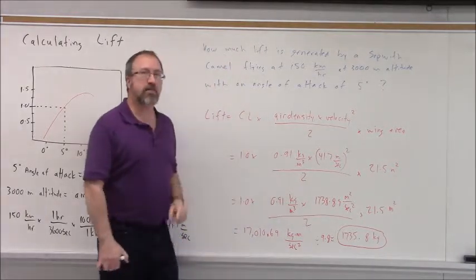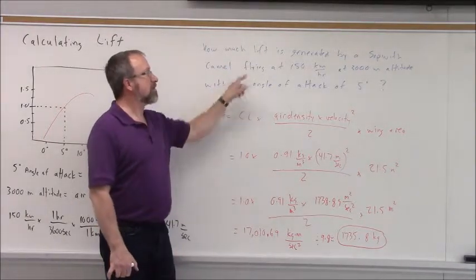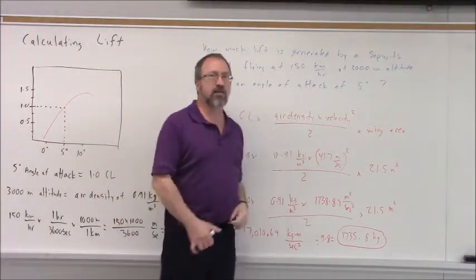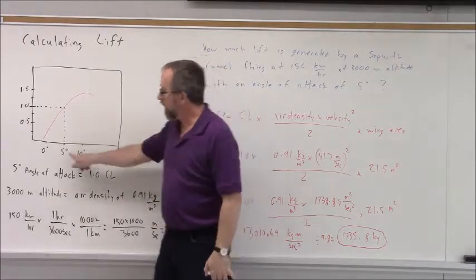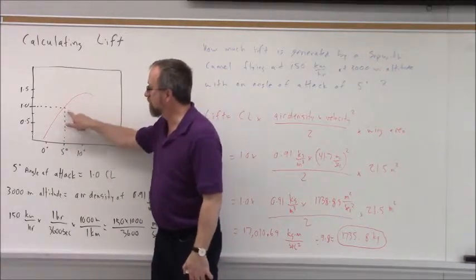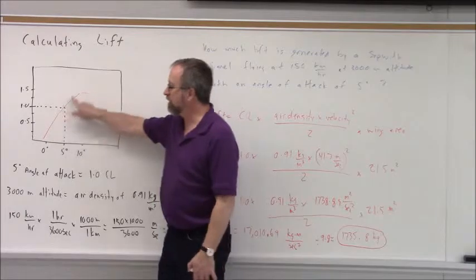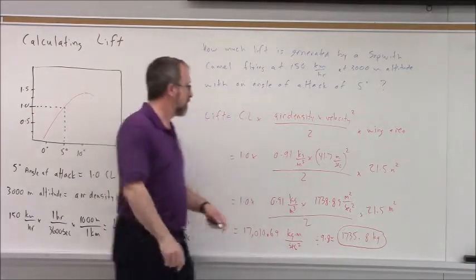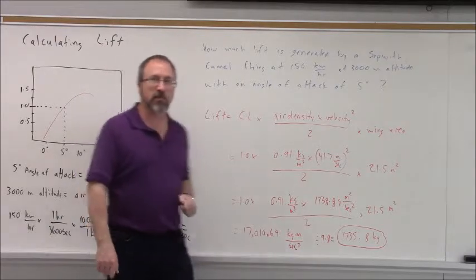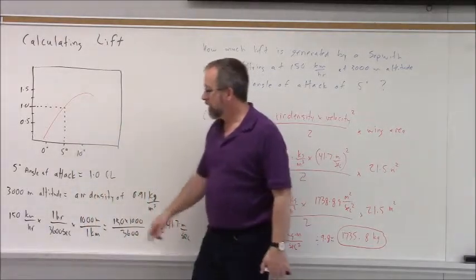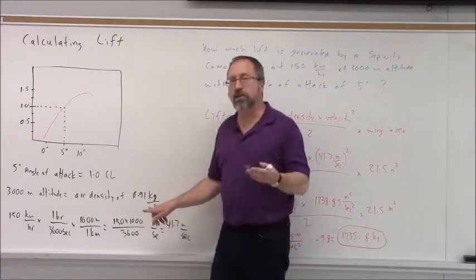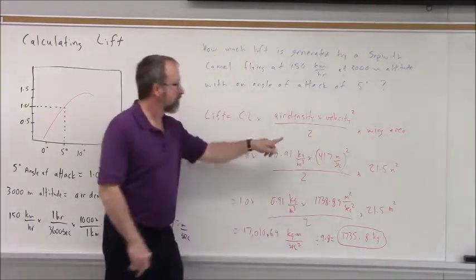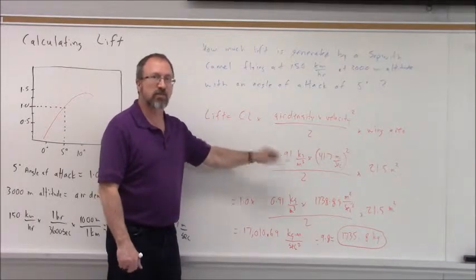So I'll run through an example as a means of demonstrating. How much lift is generated by a Sopwith Camel flying at 150 kilometers per hour at 3,000 meters altitude with an angle of attack of 5 degrees? So, with the angle of attack of 5 degrees, on my chart, cross-reference that with this line, gives me CL of 1. So I use 1 for my CL, my coefficient of lift. Okay. 3,000 meters altitude, again on that chart that I gave you, air density is 0.91 kilograms per cubic meter.